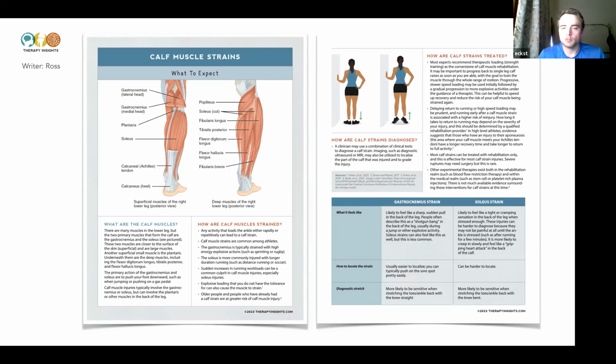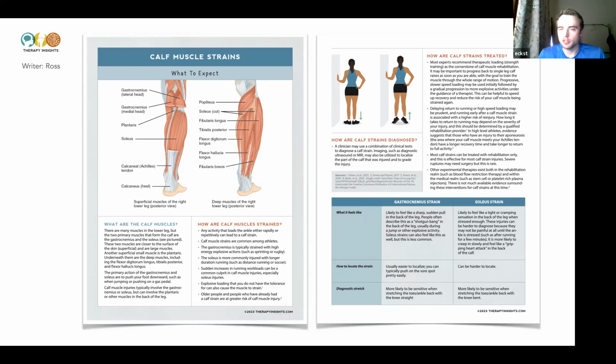Typically calf strains are diagnosed with clinical tests, and that's usually all that's needed. Typically there'll be pain with loading the calf. Sometimes with the soleus strains, it can be a little bit more subtle, and you might have to have someone actually run a little while before they'll start to experience symptoms. And you can use imaging such as ultrasound or MRI that can help localize the part of the calf that was injured and to grade the injury, and it can help with determining whether surgical management is needed as well in suspected high-grade injuries.